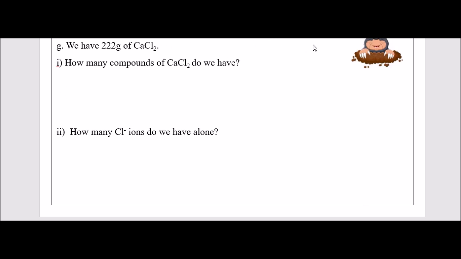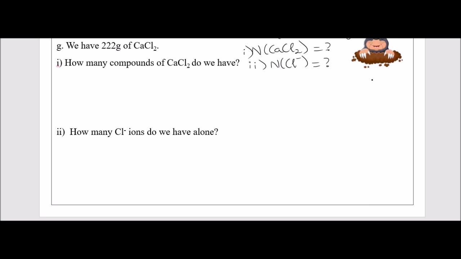Alright, I'm going to do a quick summary. So you have this much, 222 grams. You need to work out the number of compounds. The number of compounds is capital N. That's the same as asking for the number of molecules. So that's the first part. And on the second part, you need to work out the number. It said number, not number of mole. So it's capital N you're looking for in both cases.